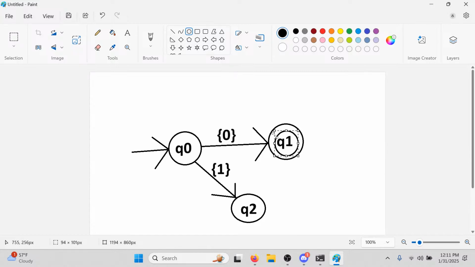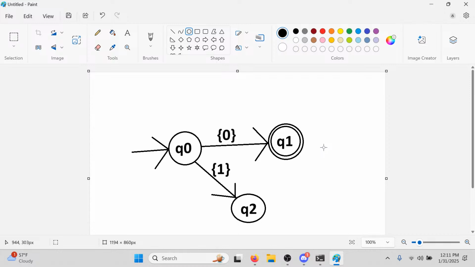Which we've usually shown like this. Do you remember seeing these double circles? So this denotes that Q1 is a member of the set F. The set F is the accept state, F for finish or final. So this automata, and it does not matter if this is here or not. It has no relevance.